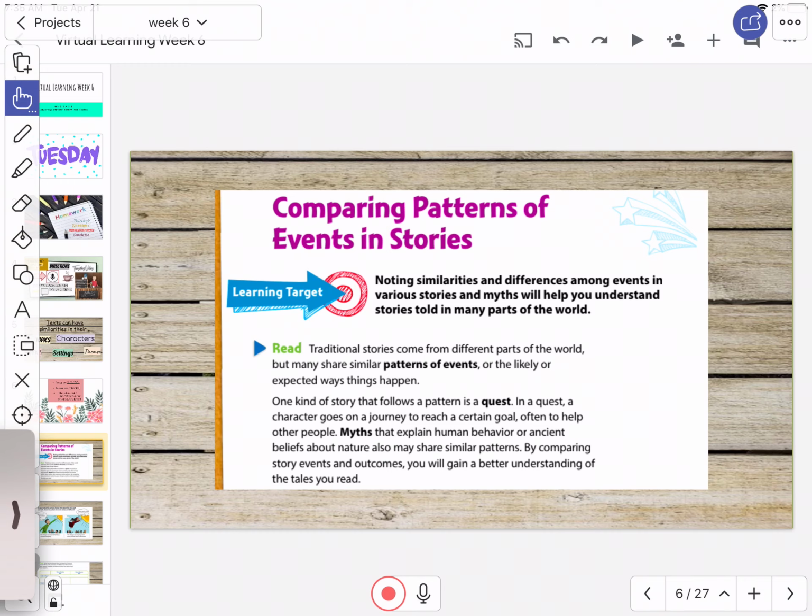I think the stories that we used the first time that I taught this skill was we read the two different versions of Cinderella. One was from one country, one was from another, and we noticed that those stories kind of changed a little bit. It says traditional stories come from different parts of the world, but many share similar patterns of events or the likely or expected ways things happen. One kind of story that follows a pattern is a quest. In a quest, a character goes on a journey to reach a certain goal, often to help other people. Myths that explain human behavior or ancient beliefs about nature also may share similar patterns. By comparing stories, events, and outcomes, you will gain a better understanding of the tales that you read.